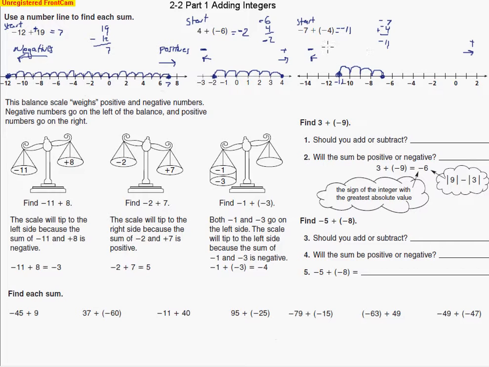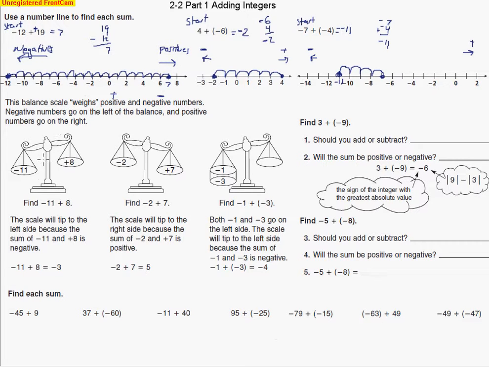We're going to use that concept, but in a different visual for you here. We're taking a look at these balance scales. The balance scale weighs positive numbers and negative numbers. And negative numbers go to the left, as we said. So notice how I said they're going to the left, and the positives are going to the right. That's what the number line says.